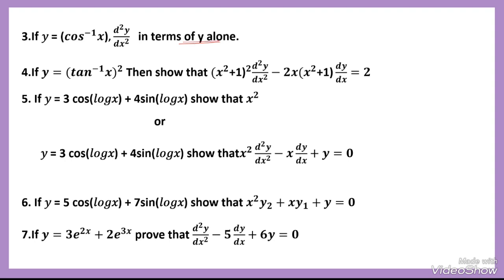After that, you have to express the value in terms of y. Similarly, there is tan inverse of x. All questions are similar. Here there is another question, that is, if y equals 3 cos log x plus 4 sin of log x, we have to show that x square d square y by dx square minus x into dy by dx plus y equals 0.